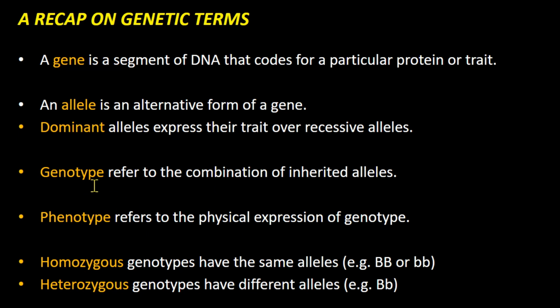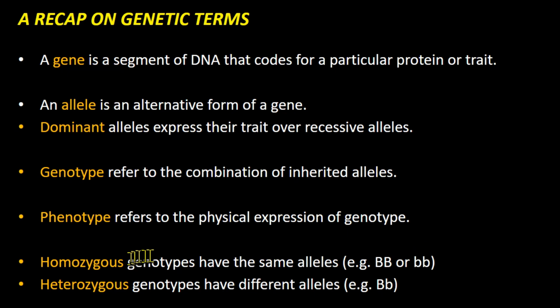So the genotype is going to be like these letters here, capital B, or lowercase b. The phenotype is going to be the expression of the trait of these alleles here. So capital B, for example, would be brown eyes. Lowercase b would be blue eyes. That would be the phenotype. That would be the observable or testable characteristic.